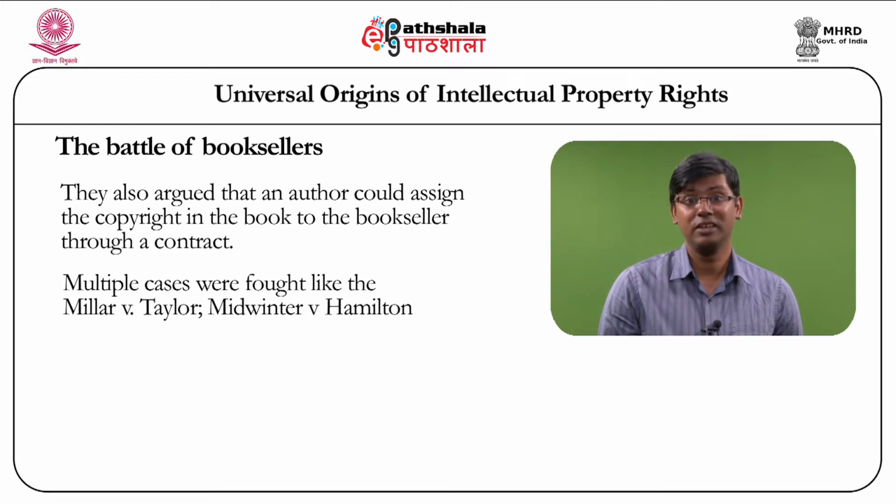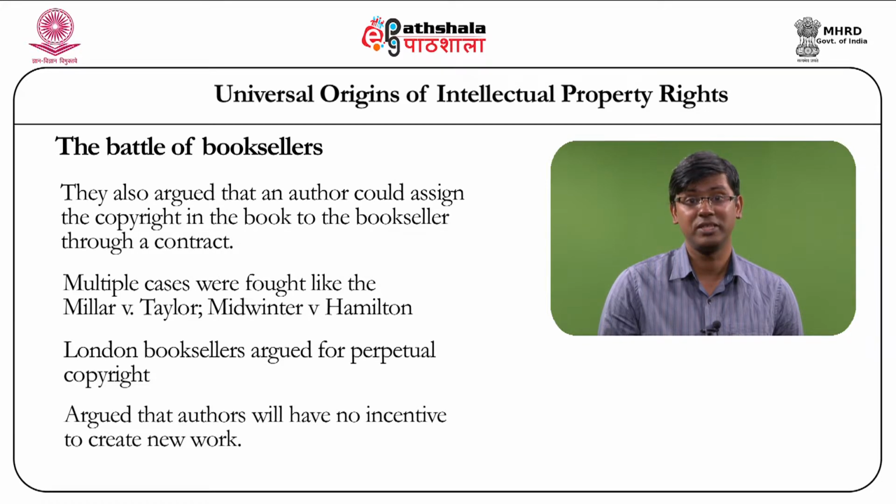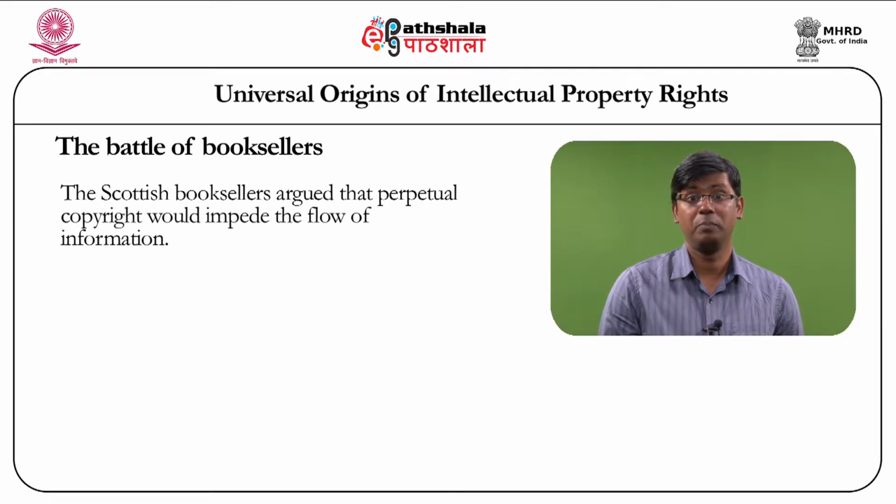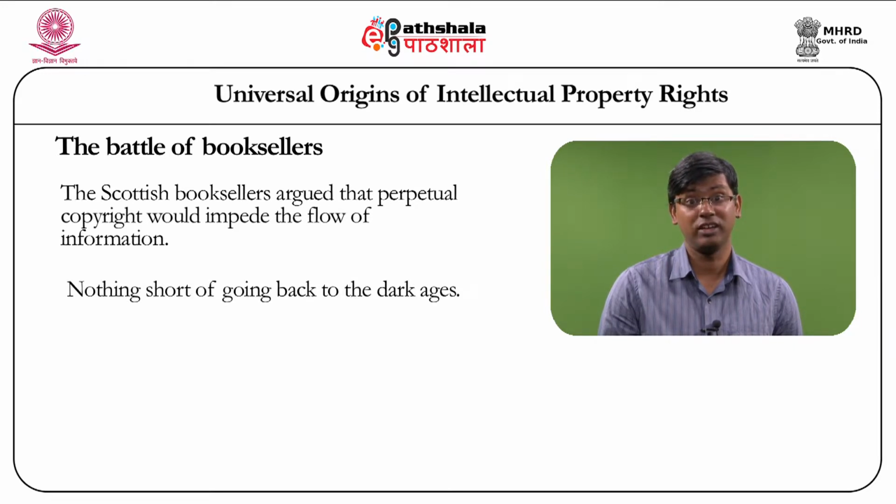The battle of the booksellers continued. The London booksellers argued specifically for perpetual copyright on the basis that authors would no longer have incentive to create new work if they did not enjoy protection in their work beyond their lifetime. Any limitation in bequeathing the rights to their family or estate would be a major limitation that would prevent authors from coming up with new work. The Scottish booksellers, though, argued that perpetual copyright would keep knowledge in the hands of a few, and this would impede the flow of information. They argued that this is nothing short of going back to the Dark Ages.